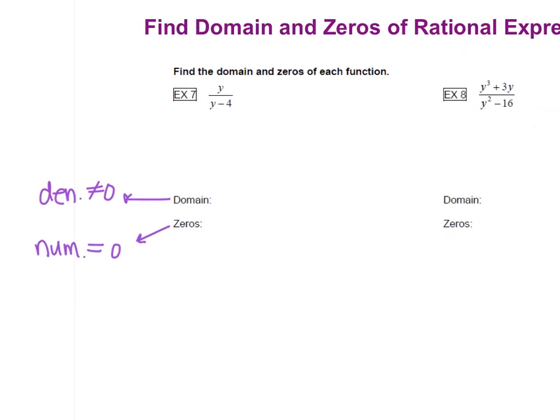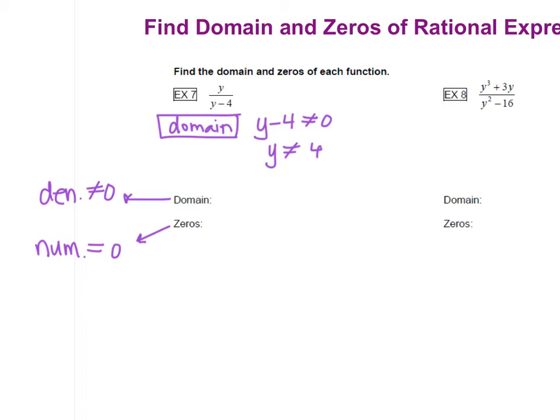Example 7, we have the function y divided by y minus 4. So the domain, remember we take our denominator, which is y minus 4, and we say it cannot equal 0. And then we go ahead and solve for y. So you would add 4 to both sides, so you say that y cannot equal a positive 4.